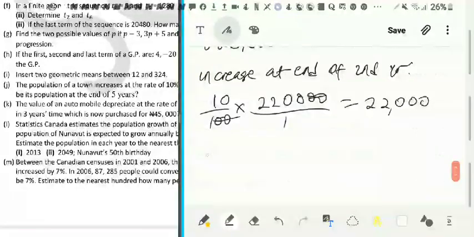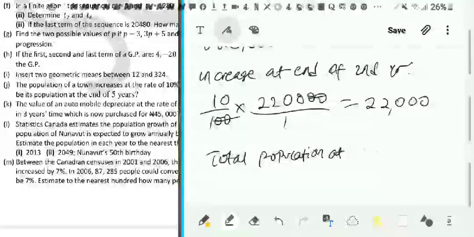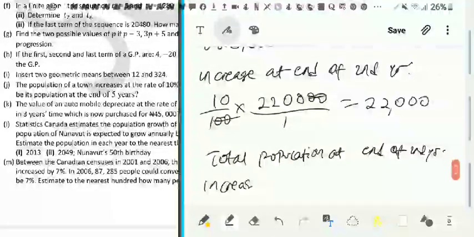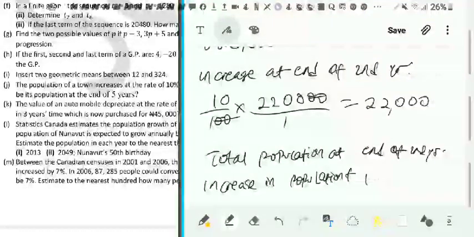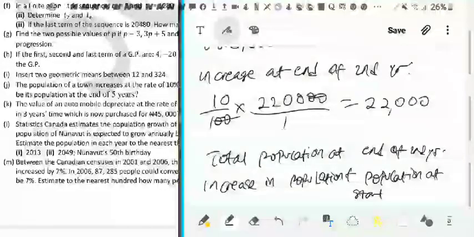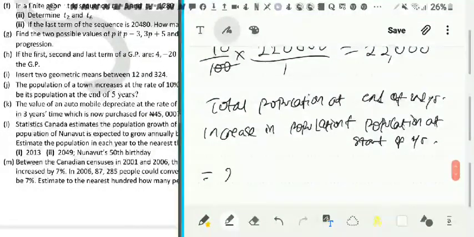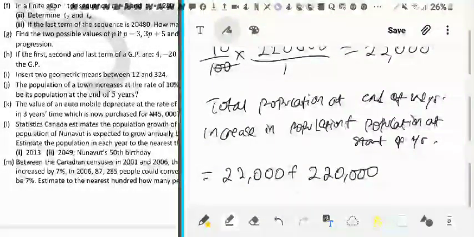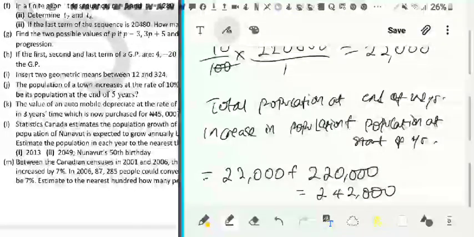So now what will be the total population at the end of the second year? It will be the increase in population plus the population at the start of the year, or at the beginning of the year. That will be equal to what? The increase is 22,000 plus 220,000, giving us what? 242,000.